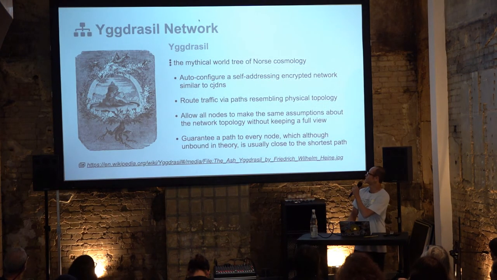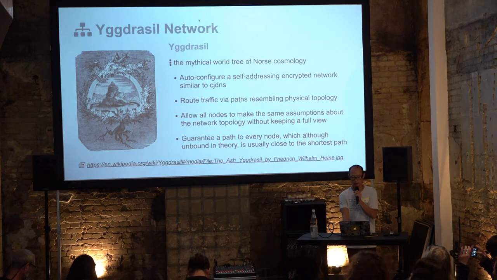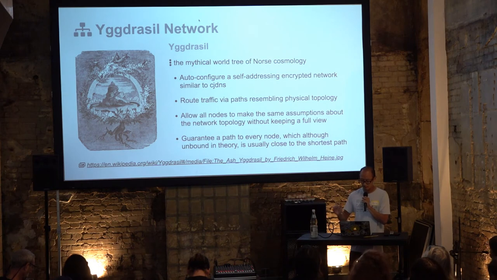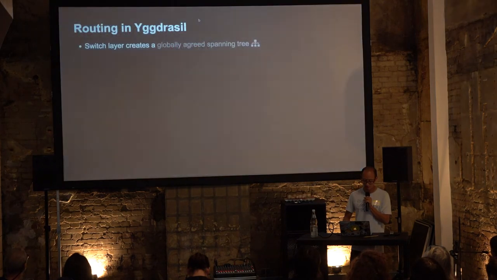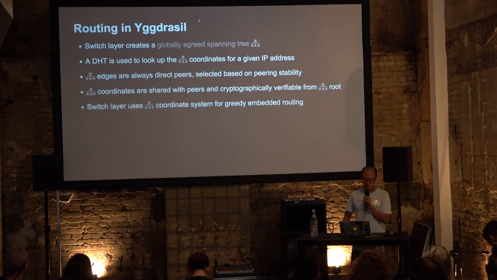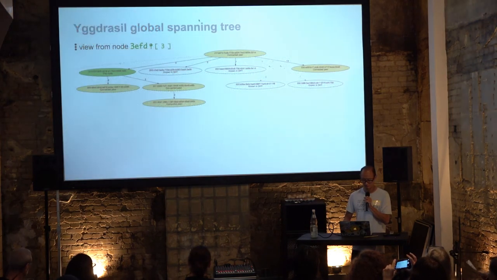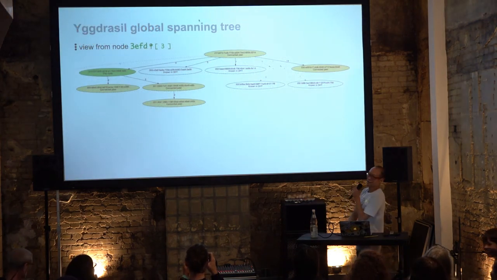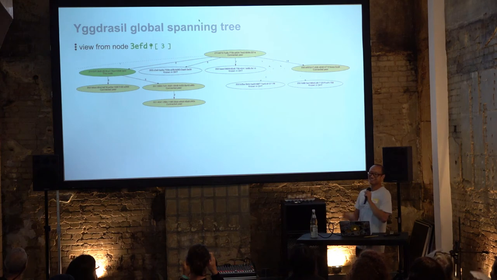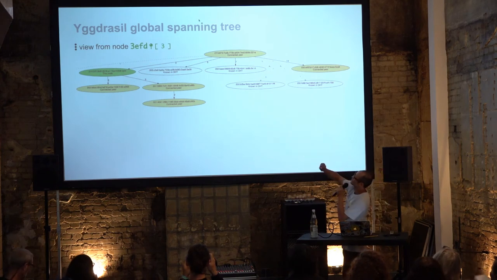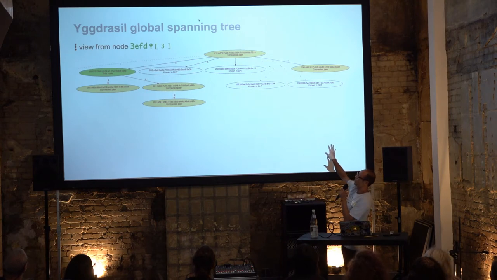Okay, second network, Yggdrasil. It keeps most of the self-addressing scheme, but changes the way routing is done. I'm just gonna go through these really quickly. Okay, questions after. This is the view of a spanning tree from the perspective of this node.